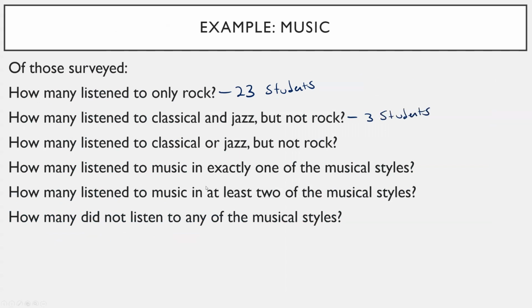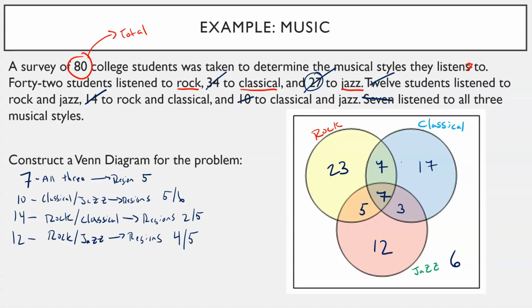Same idea here. Oh, this one's actually interesting. Got to pay close attention to this. Classical or jazz, but not rock. So classical or jazz would be anybody in those 2 circles, but I don't want rock. So I don't want these groups right here. So it would just be this, and this, because these people here also listen to rock. So 17 and 3 is 20, and 12 would be 32.